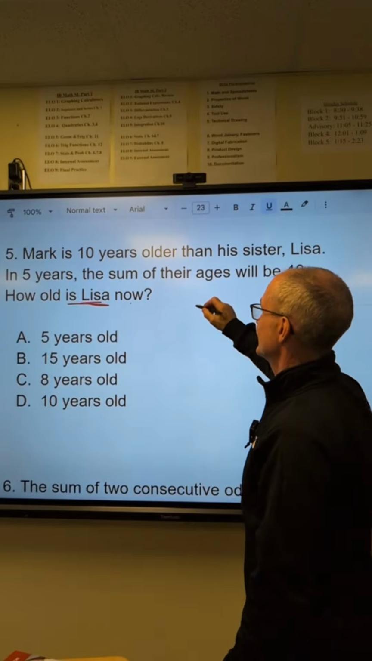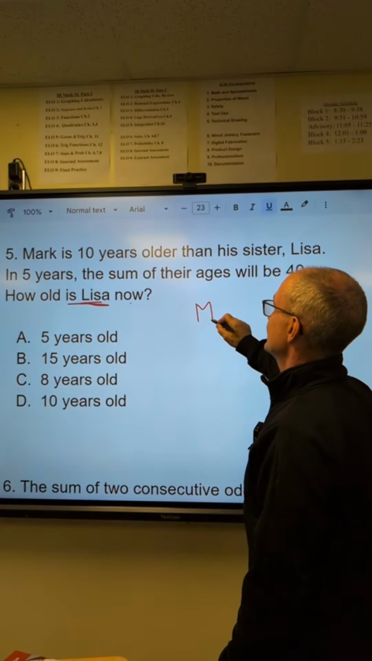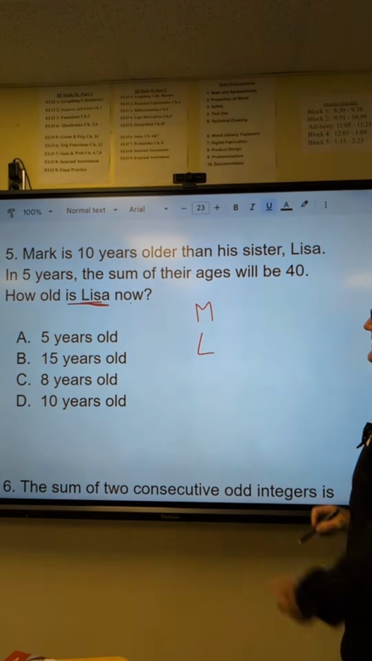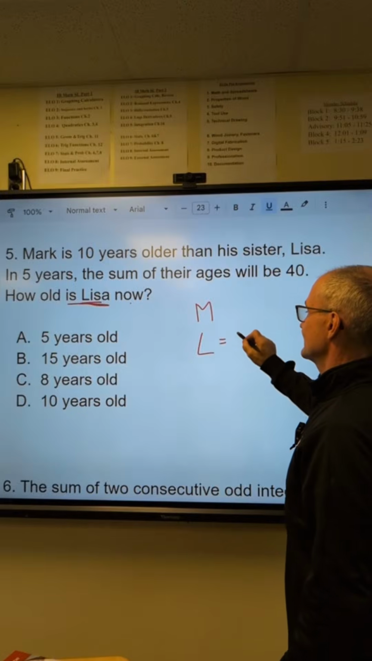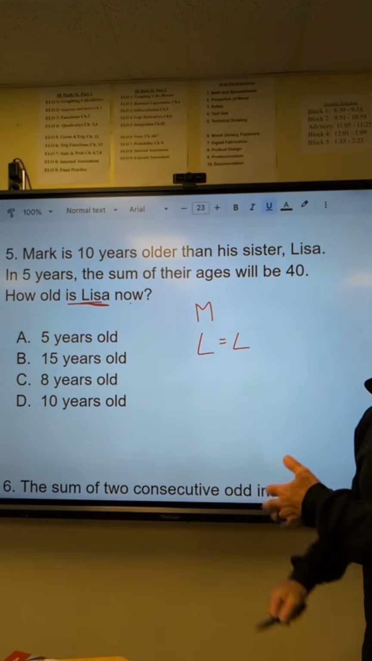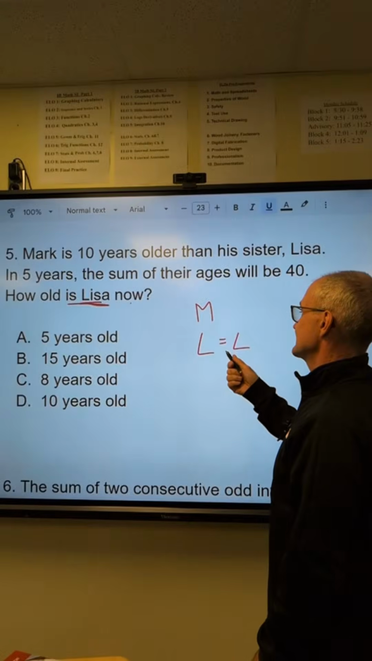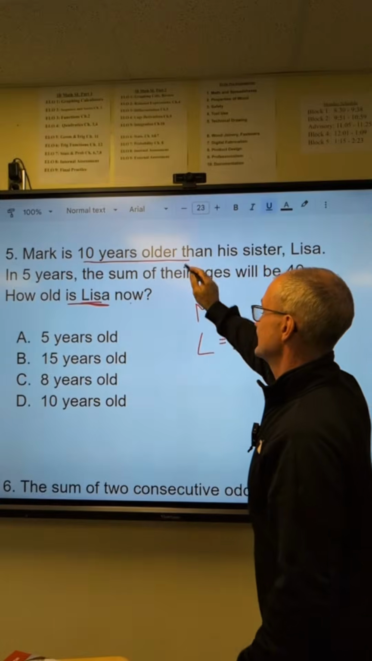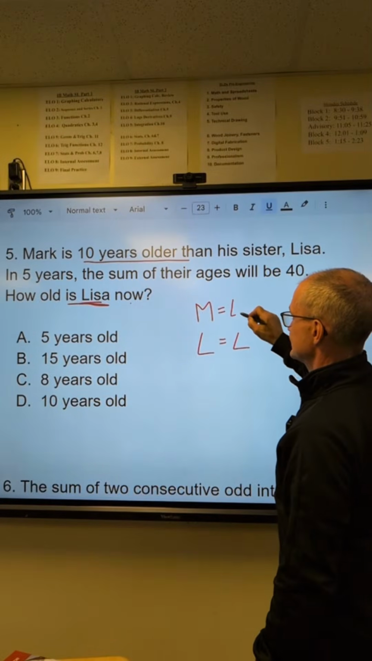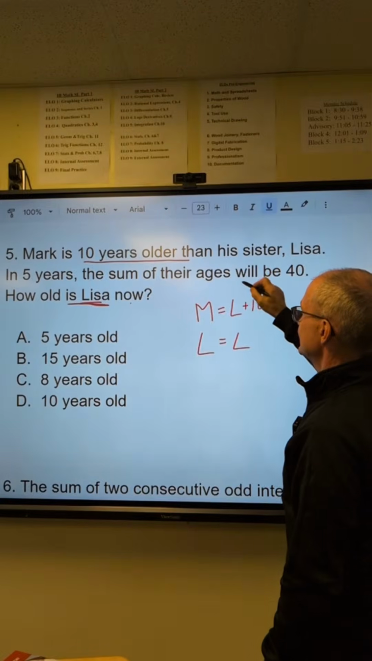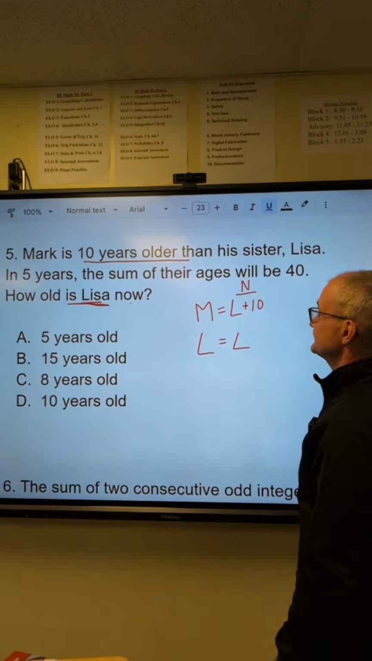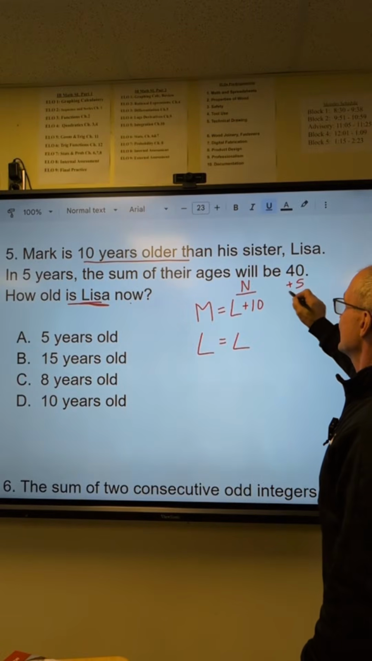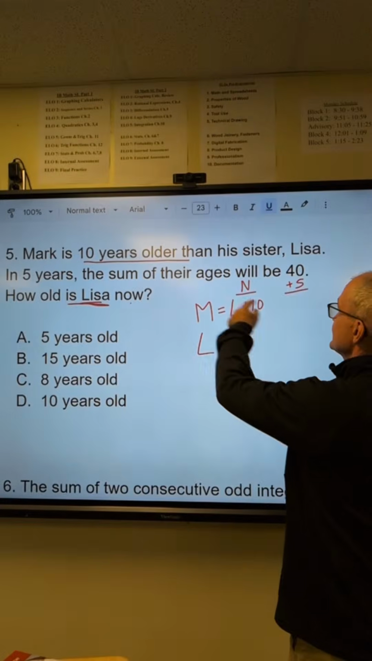Mark is 10 years older than his sister Lisa. Those are my two variables, Mark and Lisa. I don't know how old Lisa is, so I am going to call Lisa L, my variable, my unknown. And then Mark is 10 years older than her. So whatever she is, Mark is Lisa plus 10, and this is now. In 5 years' time, the sum of their ages will be 40.